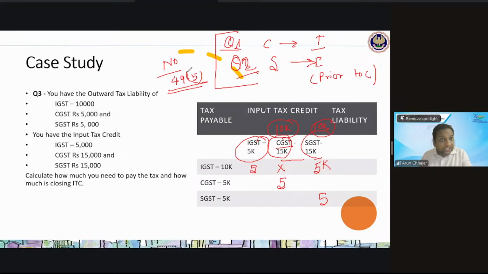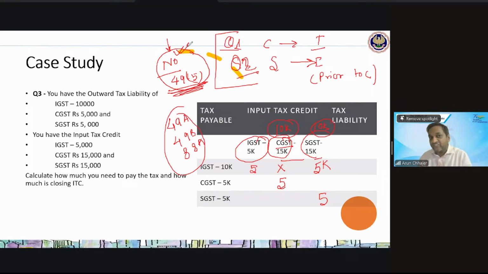Friends, I have seen this question in the recent exam. What would be the answer? Now I am giving the answer in two parts. The first part is a very simple answer: no, sir, by reading the provision of 49.5. Now read 49A, 49B and rule 88A, and then give the answer. Maybe your answer remains the same, or maybe your answer can change.